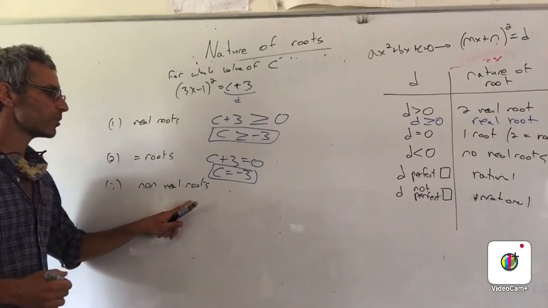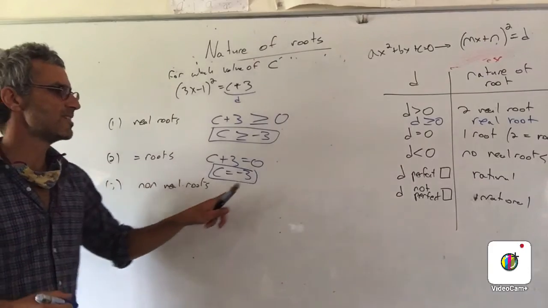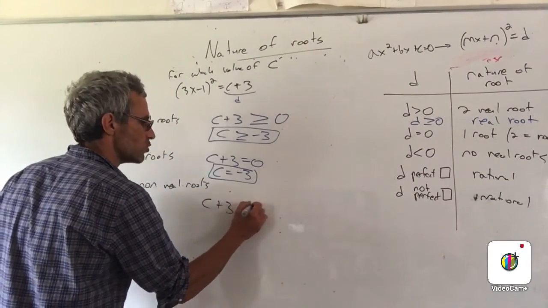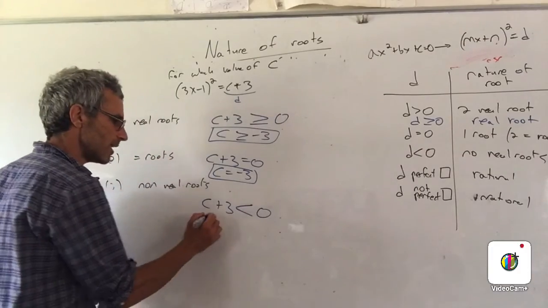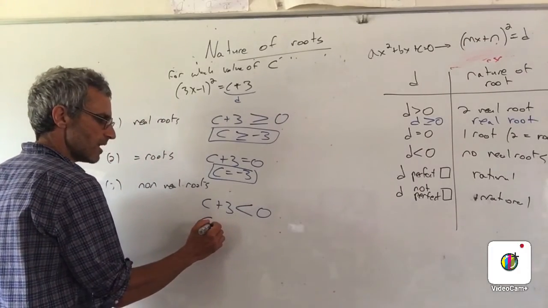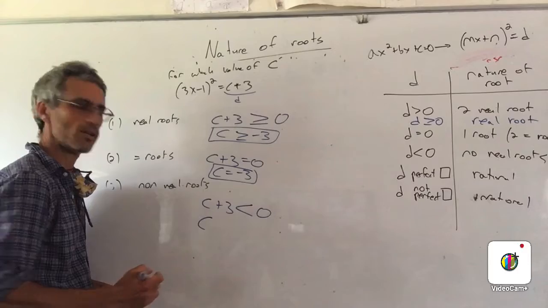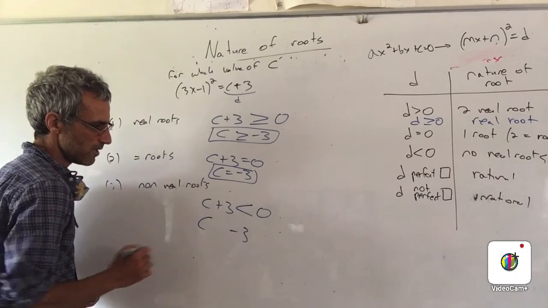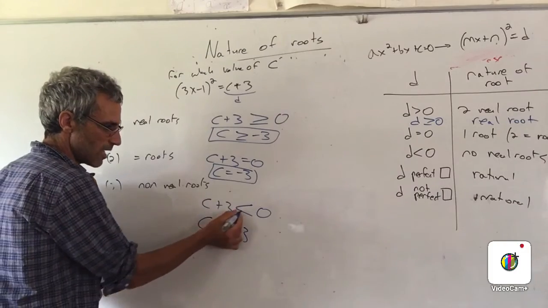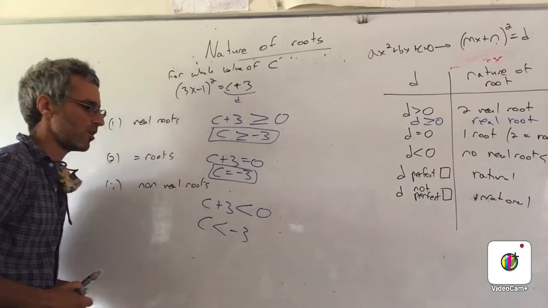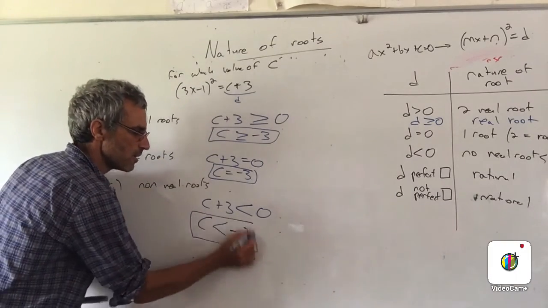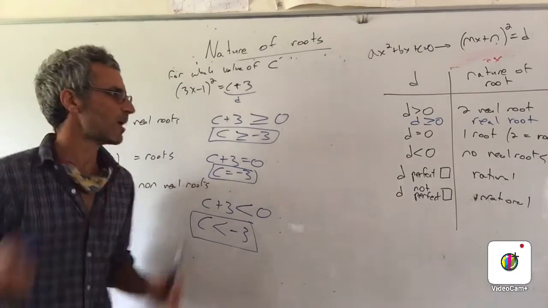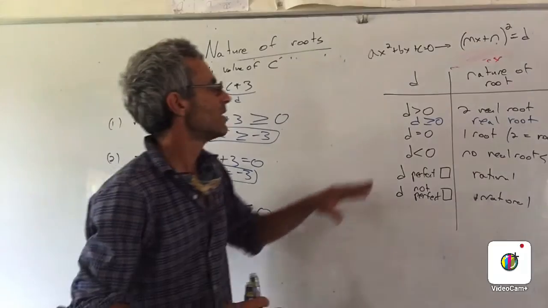Lastly, no real roots. What does D need to be? Less than 0. So in other words, C plus 3 must be less than 0. In other words, how do I solve this inequality? Minus 3, and what sign do I have? Larger than. Well, minus 3, I keep it the same. C is smaller than minus 3. Okay? Pretty easy.